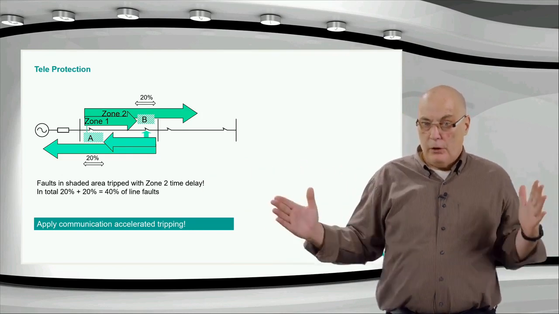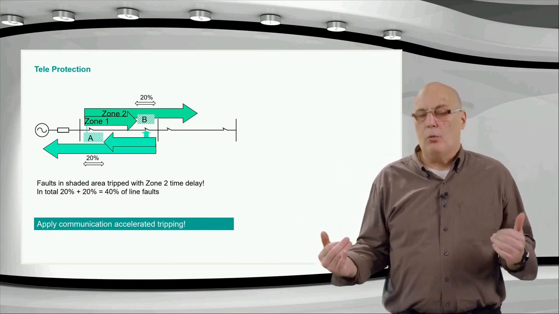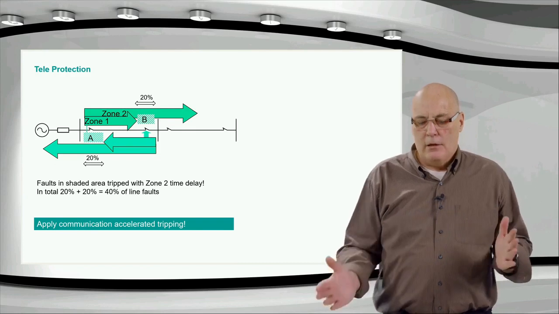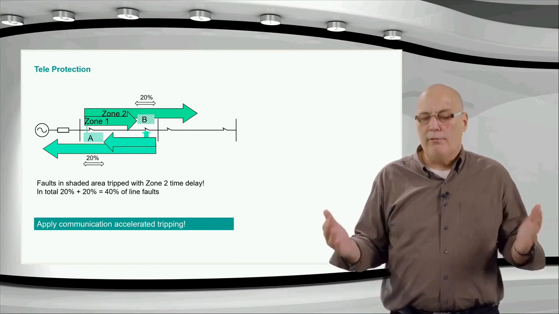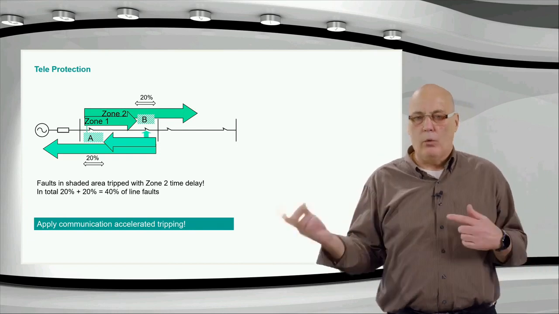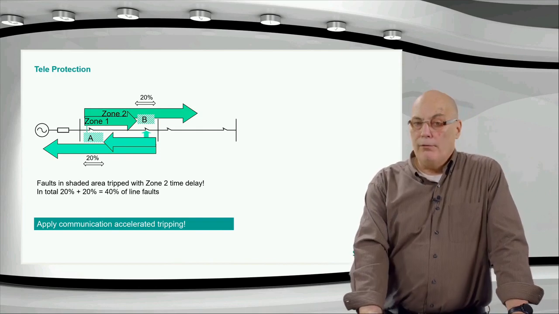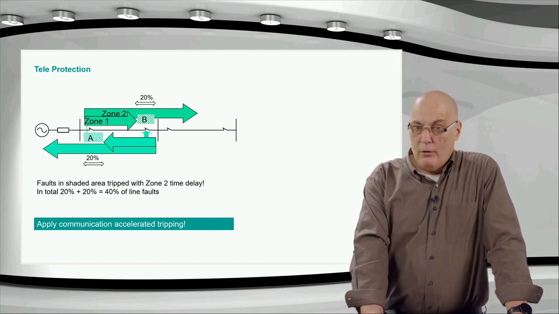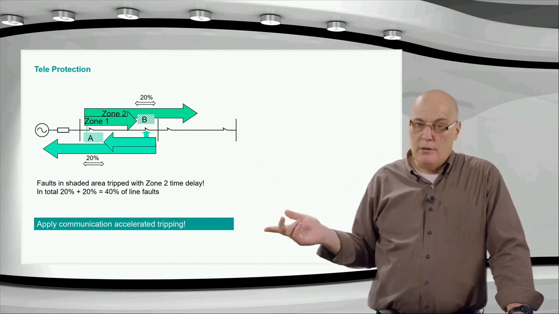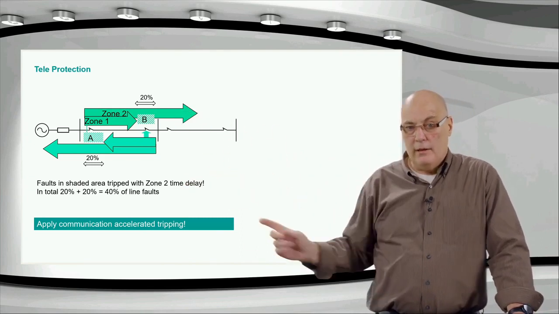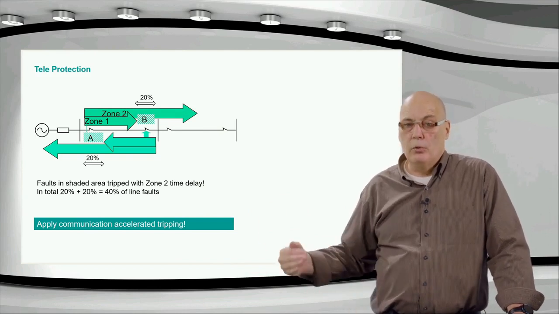So if you look at the total line length, those two shaded areas sum up to 40%, almost half the line. So if you assume your line faults statistically, almost half the faults you will have will be either in A or in B, if your faults can be anywhere. That means half the faults you have on your line are not tripped instantaneously, because for the fault at B, we will have a zone 2 trip on the A side, and for the fault at A, in that shaded area, we will have a trip in zone 2 from the B side.